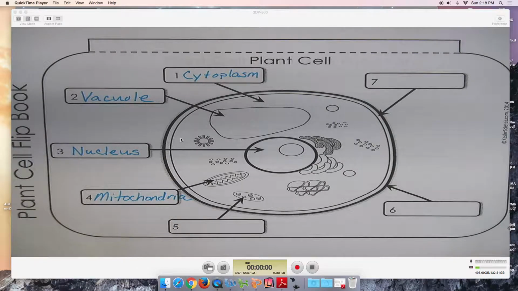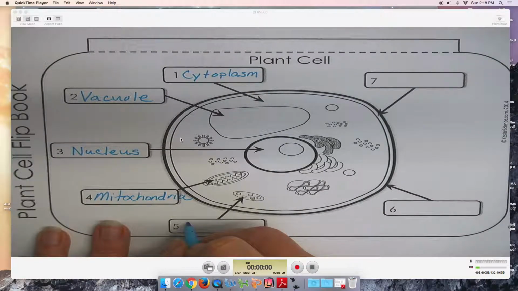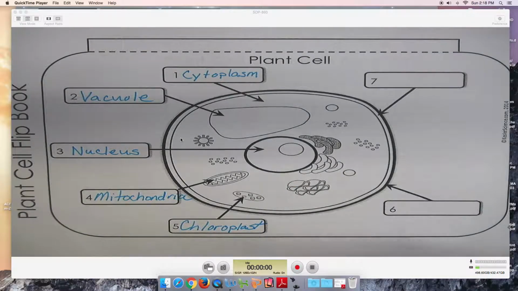Number 5. This one's a new one. We haven't seen this one yet. That is the chloroplast. And the chloroplasts make plants completely different from animals, because plants don't eat other plants or animals in order to get energy. They actually make their own food from sunlight. They have a chemical change that happens within the cells, and they make their own food.